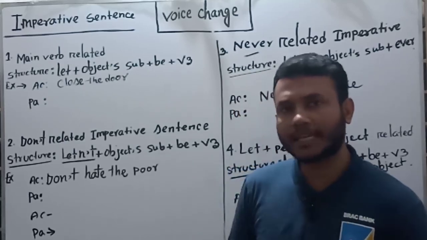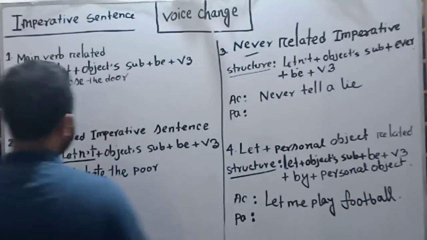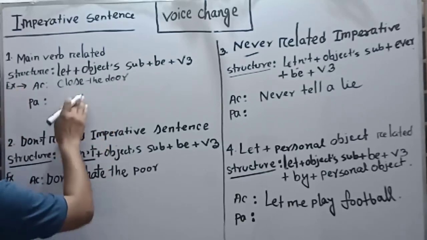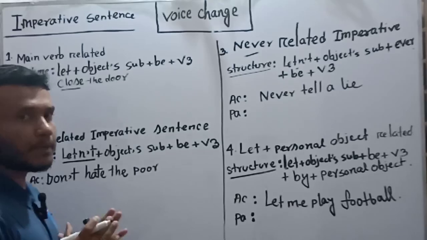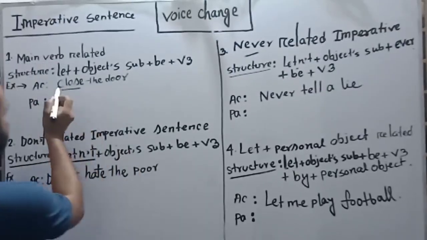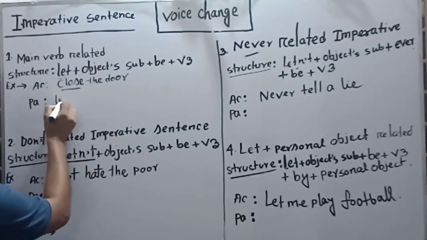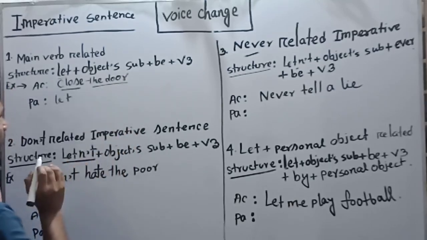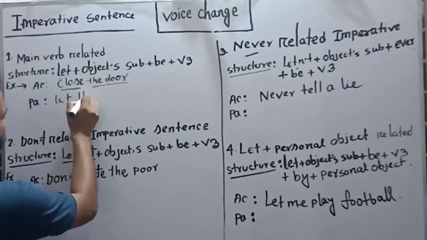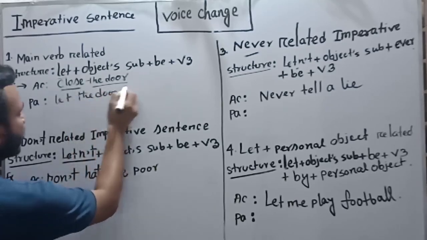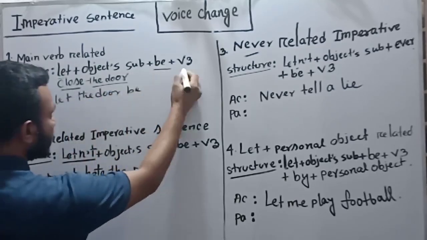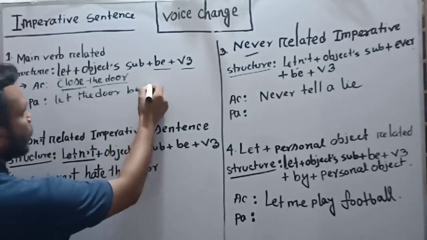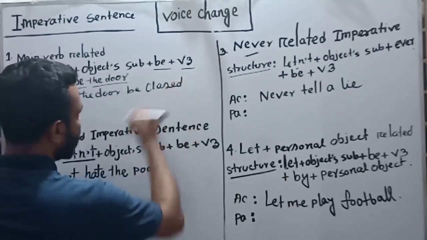Let's get some examples to make your concept clear. Here I have taken an example. Close the door. This is an active sentence from imperative and the sentence has started with main verb close. So your duty will be to start the passive sentence with let, then use the object as a subject, it will be the door, and use be. At the end of the sentence, verb will be be3. So close is your main verb, it will be closed. Get another example.